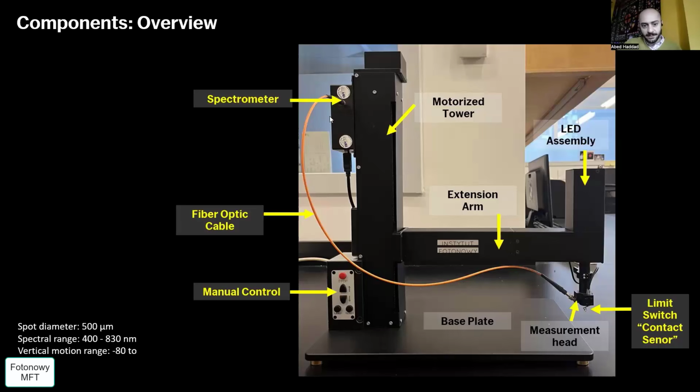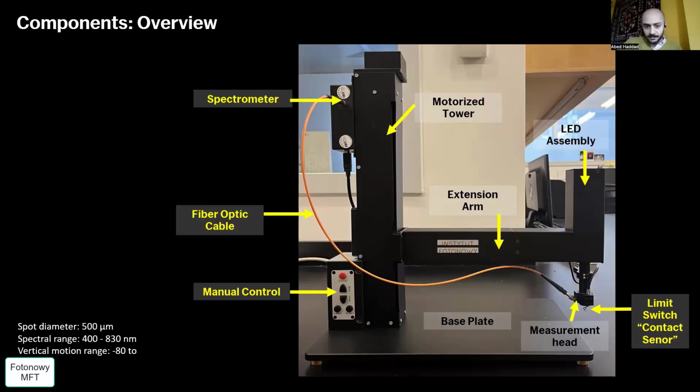So the spectrometer is connected to a fiber optic cable that goes to the measurement head. This is what I was talking about with the extension arm. So you can see that there's a kind of a small block here that extends the measure head past the base plate. And then the LED assembly is going to be located right above the measurement head. And that gives you a 0/45 optic setup.